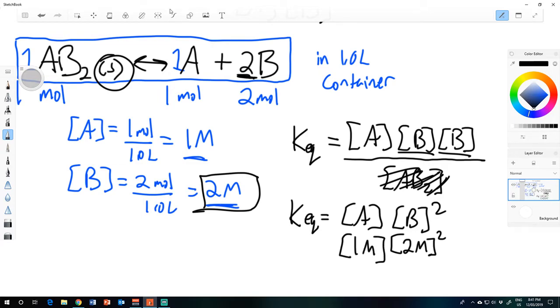Now, hopefully you can see that if I just replace the 2 molar with 2x, so let's use a different color. Let's say I have unknown amounts, then I can just put unknown amounts there, so this becomes 1x and this becomes 2x. And now I hope you can see why the concentration of B is 2x and why it ends up being squared.